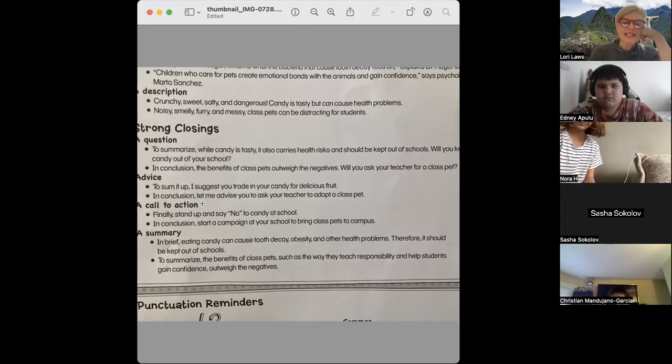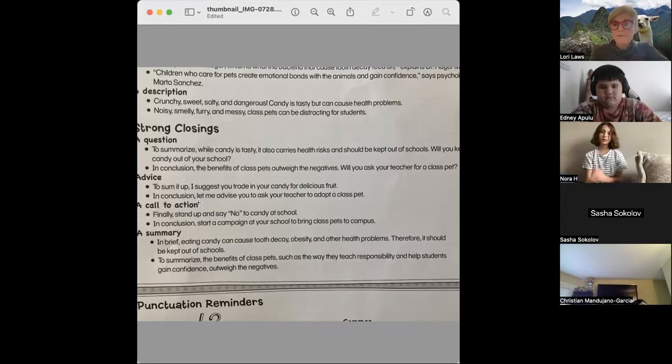So a call to action is like, now that you've read about the injustice in the world, I think Sasha's writing one on how you should treat people equally, no matter who they are. So you might actually think that people need to do something about that and maybe write a letter to the paper or stand up to bullies or whatever. So a call to action: finally, stand up and say no to candy at school. Or finally, the next time you see someone treating someone badly because of how they look or what their religion is, speak up and support everyone at your school.